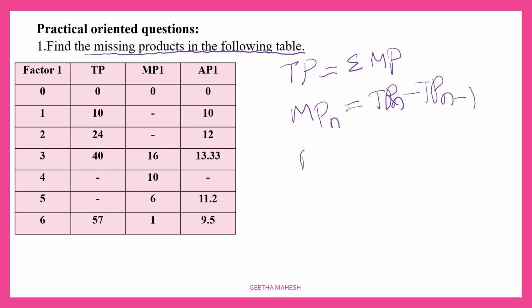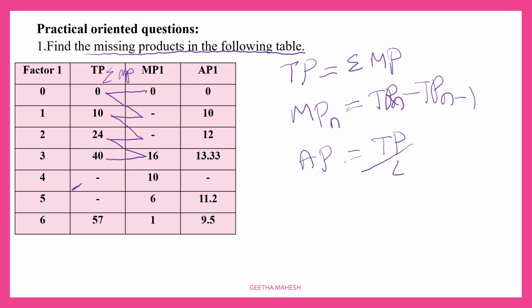How will you find AP? AP equals TP divided by factor or labor, you can consider. Now, let us calculate. Here we need to find the missing total product values. So, here it is a zigzag addition, we know, because total product is a summation of marginal product. So, 0, 0, 0 plus we do not know, let us assume or keep it as it is.